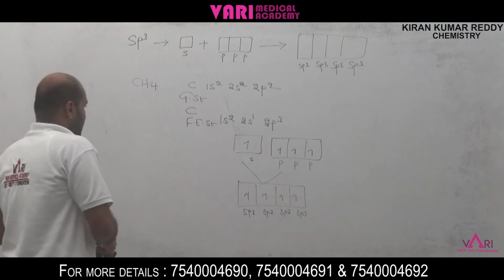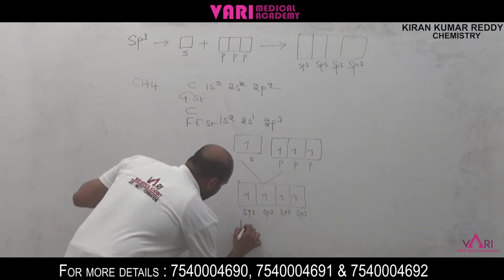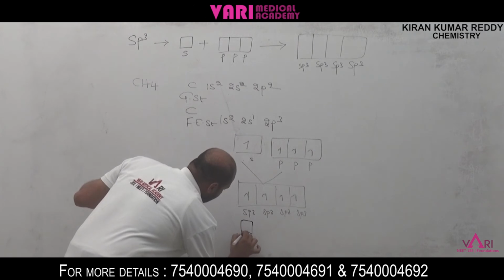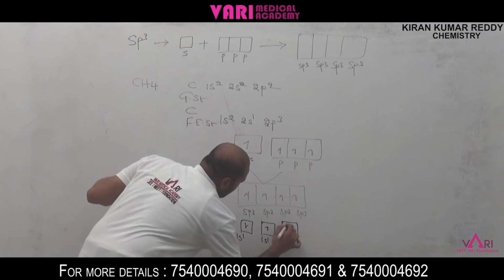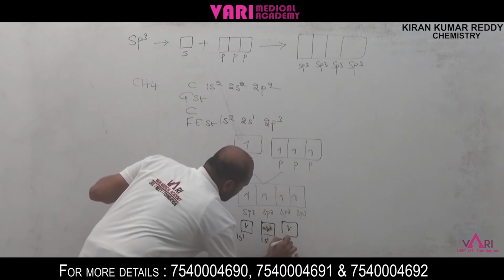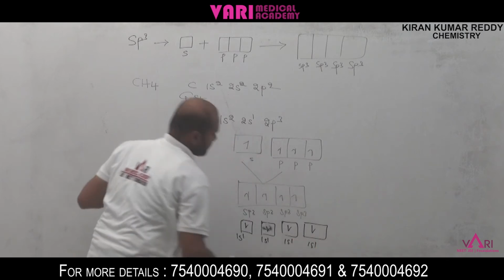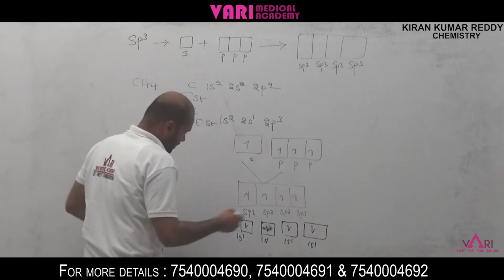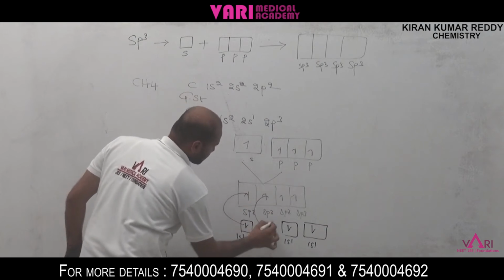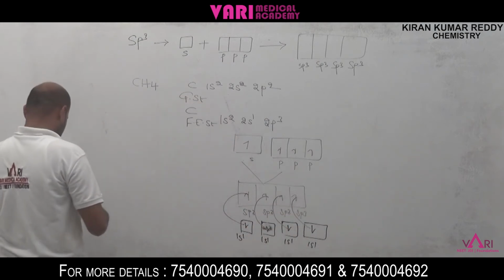Now here is hydrogen. Hydrogen atoms are also there. Hydrogen is 1s1. Here is hydrogen 1s1, they are intermixing. Here also hydrogen 1s1. They are intermixing with the sp3 orbitals. This one mixing, this one mixing, this one mixing. Now, what is the shape?